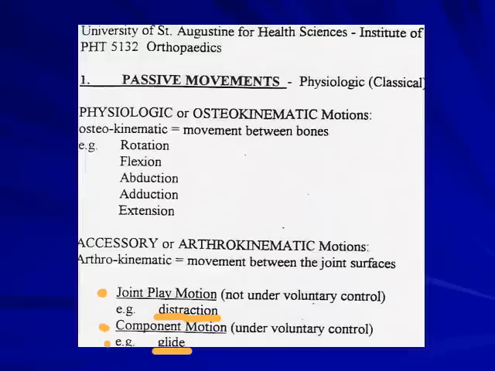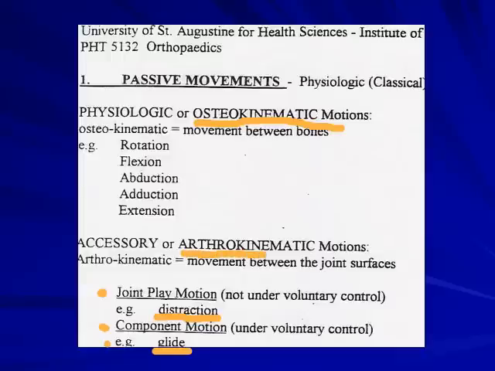All right, so what we're really dealing with here, if I could simplify it for you, is these osteokinematic motions. These are the things you did and measured in skills class. So these are like your flexion, your abduction, your adduction, your extension. So it's what you can actually see. It's functional movement, right? It's functional motion between the bones.